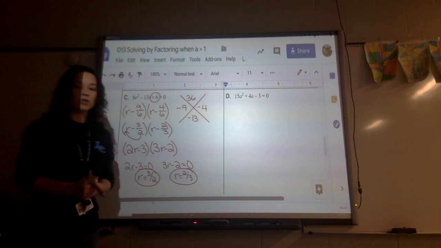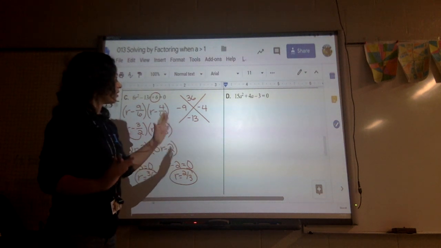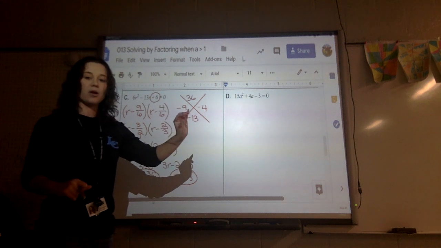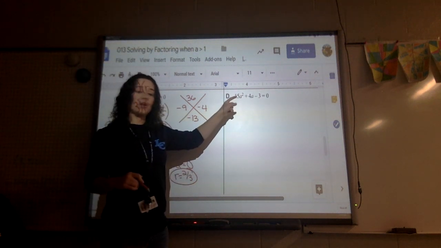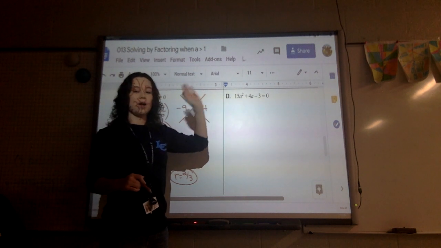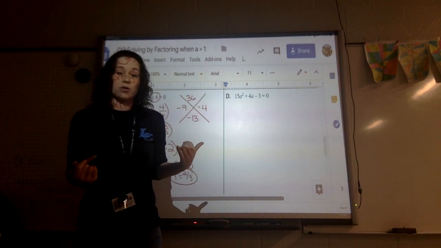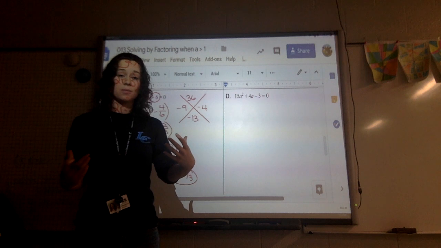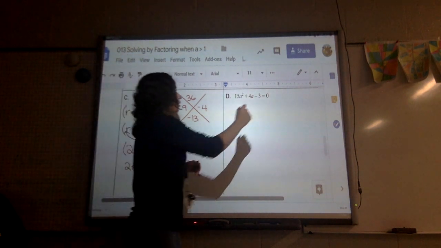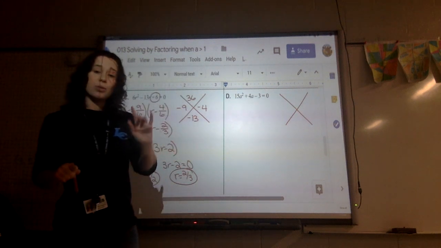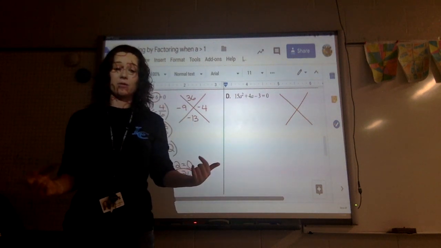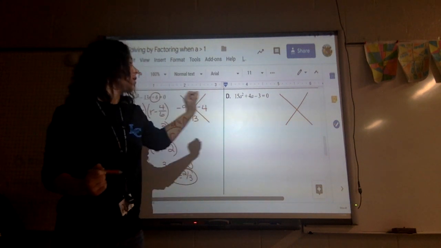If I look at example D, I always first check, is it equal to 0? And it is, so I'm good there. Now I'm going to look and see, is there anything that goes into 15, 4, and 3 that I can pull out? And in this case, there isn't. So I'm just going to go ahead and draw out my x. Okay. So because I couldn't get rid of that 15 out front, I have to put it in my x.